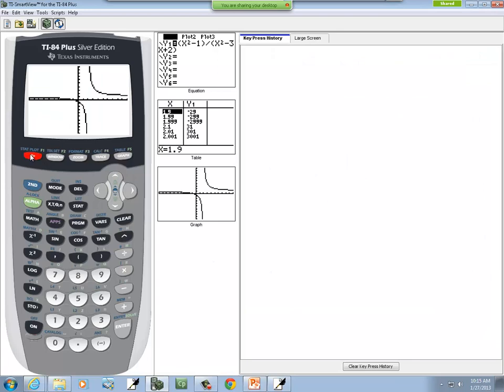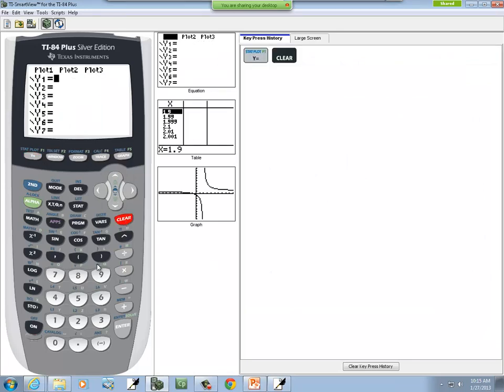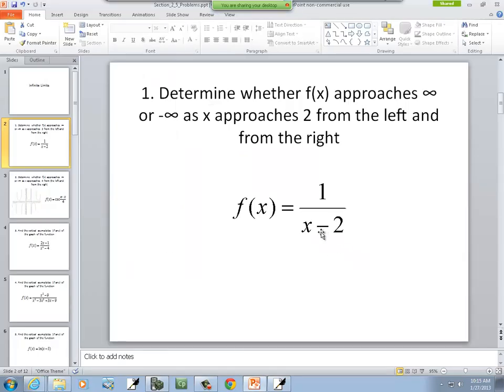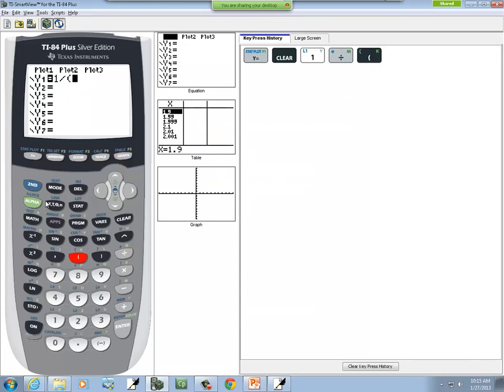So I'm going to press my y equals, press clear. I'll do 1 divided by, and since we have more than a single x or single number down in the denominator, we have to put parentheses around it. So we'll do a beginning parentheses, x minus 2, closing parentheses, and then graph.